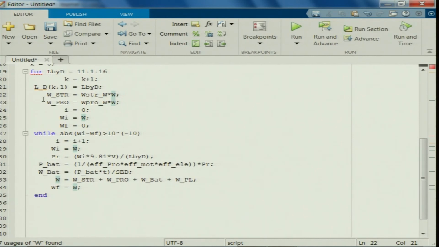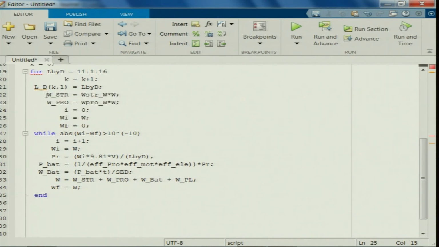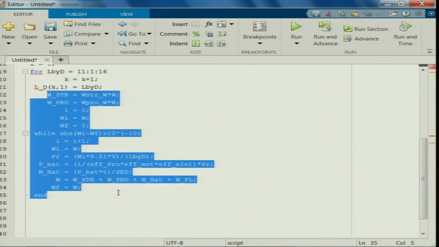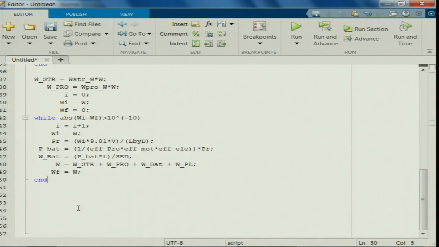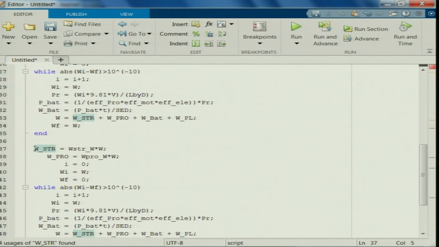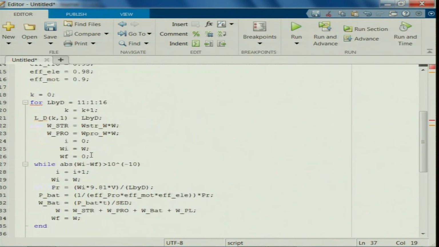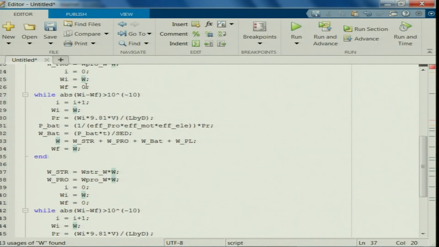So, now again let us say this has to be for the same L by D, right. So, what I will do is I will just copy paste these things here again, including the entire block. You can either make it a function, that will make more sense, but I just want to copy paste this again. So, in the second iteration, the structural weight uses the same structural weight ratio, but the new W. So, the new W is the one after this initial iteration.